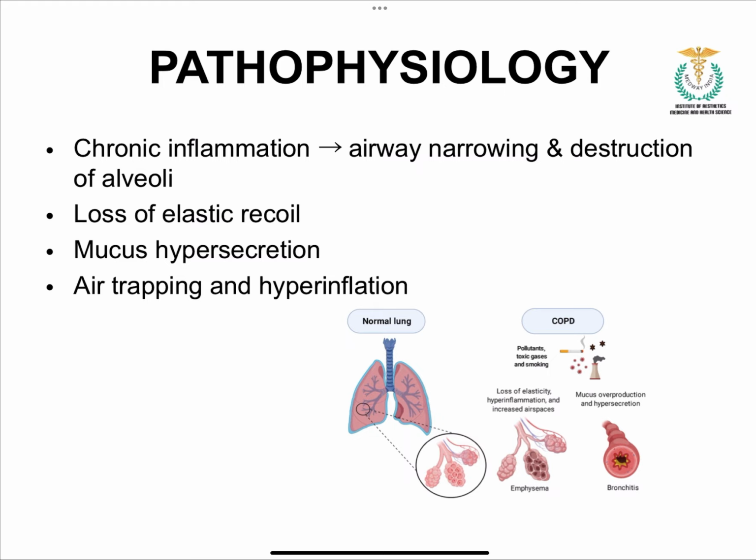And the next condition is emphysema, where there is a destruction of the alveolar walls, and due to the destruction of the alveolar walls there will be impaired gas exchange, and that will lead to air trapping and hyperinflation, which will lead to the shortness of breath and the clinical feature in the patient. So this was the pathophysiology of COPD.